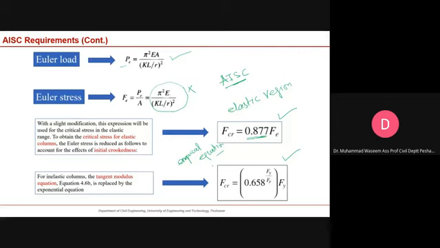Okay, with the slight modification, this is the expression for the critical stress in the elastic region. You can read this off because, due to the Euler assumption, initial crookedness is not considered. So you can reduce the critical stress magnitude that you get from the Euler formulation. This equation we will use in our design.